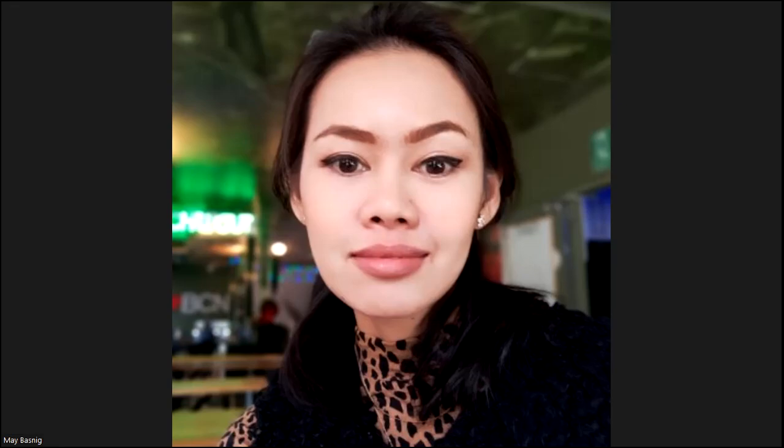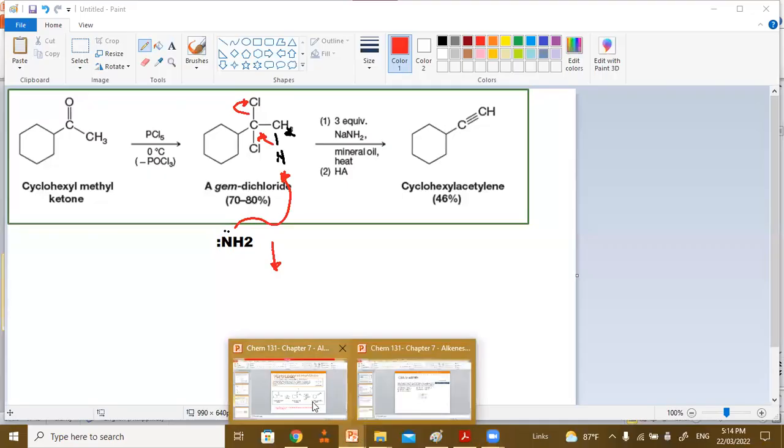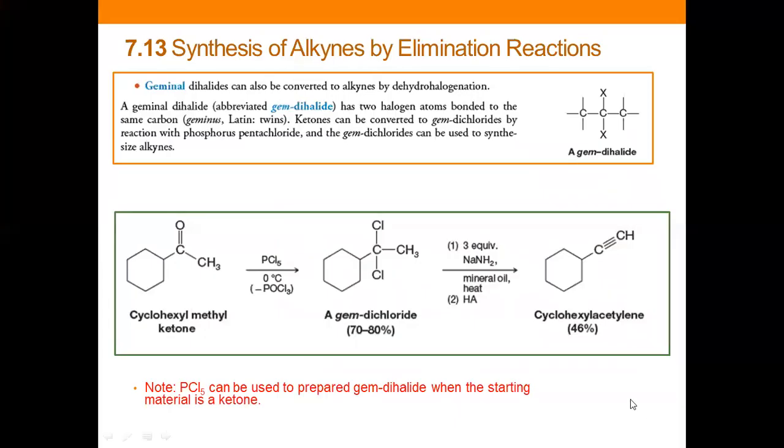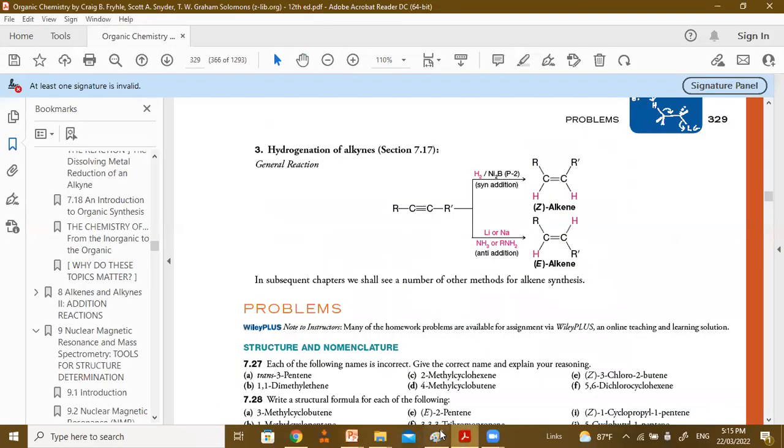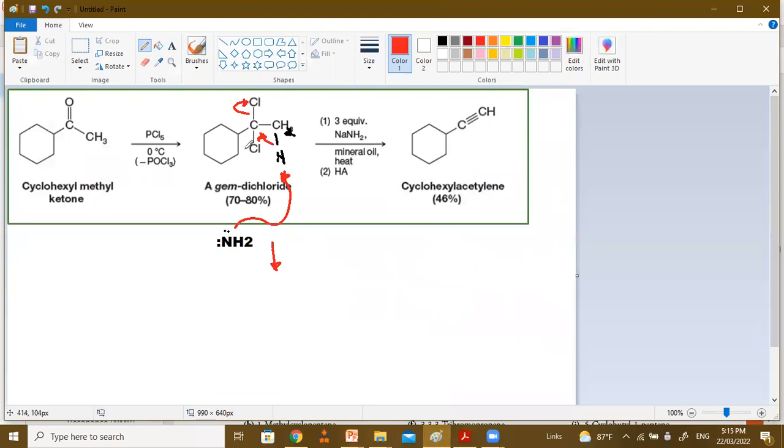Okay. So again, we are trying to prepare our alkynes now using the elimination reaction. Our starting material is a geminal dichloride. So the steps actually are just the same as using vicinal dihalides, no? But so we have our geminal dihalides rather.